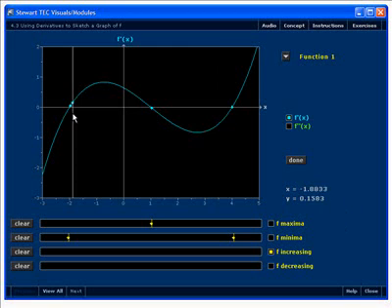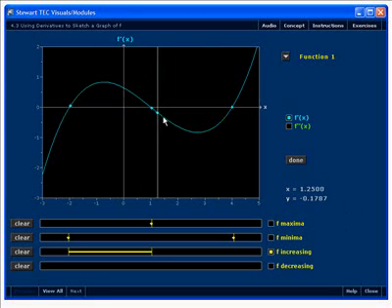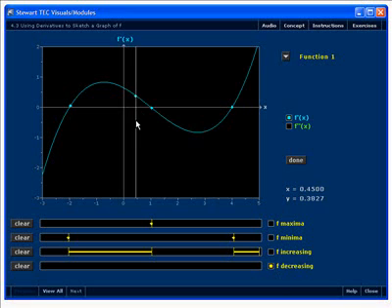Now we can go ahead and hit our increasing intervals. We're going to be increasing wherever the derivative is positive, so from here to there. And then we're also increasing from here on out to infinity, because the derivative is positive there, it looks like. Now where is the function decreasing? That's wherever the derivative itself is negative.